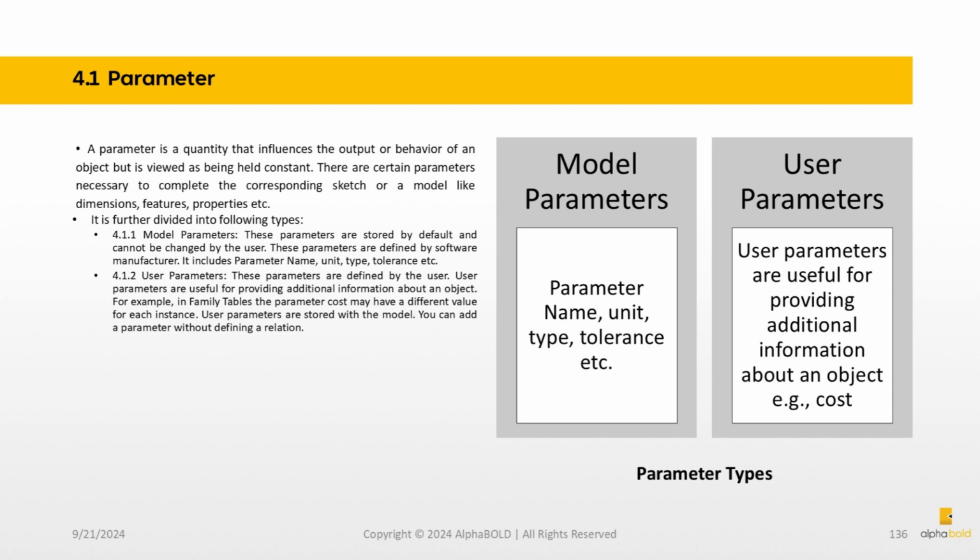Model parameters. These parameters are stored by default and cannot be changed by the user. These parameters are defined by the software manufacturer. It includes parameter name, unit, type, tolerance, etc.